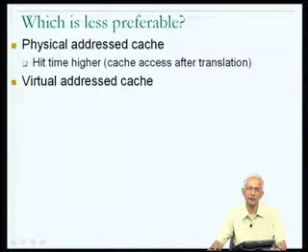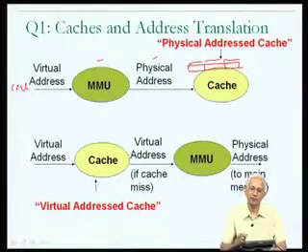Let me put some of the pros, or the positive and negative points of each of these on the screen. Okay, now one benefit you can see of the physical address cache is that the amount of time for a hit is going to be higher. So this is a negative. Why do I say that the amount of time that it takes for a cache hit is going to be higher? Just go back to the diagram of the physical address cache.